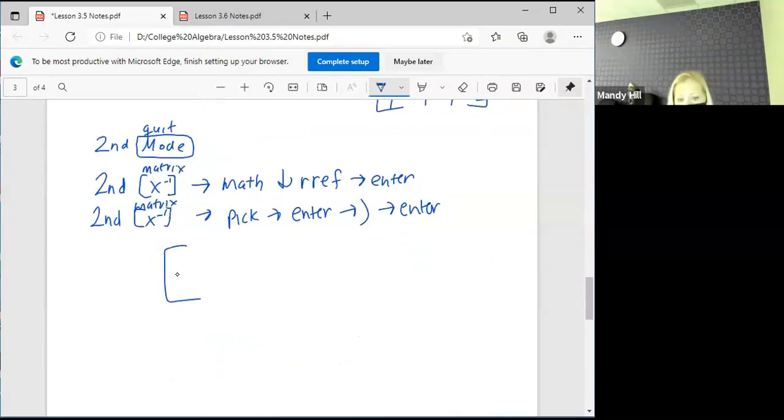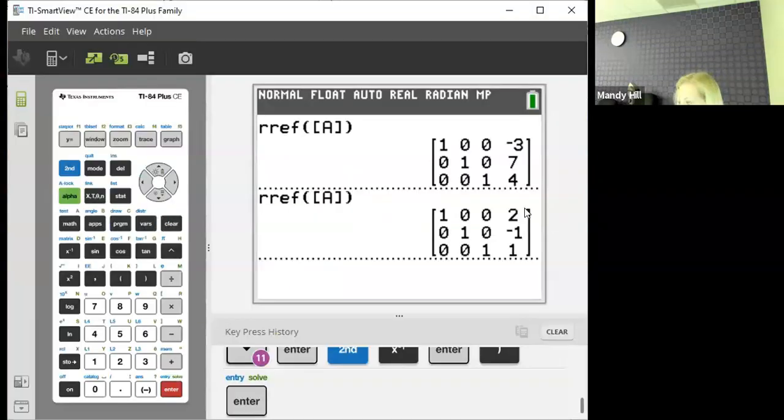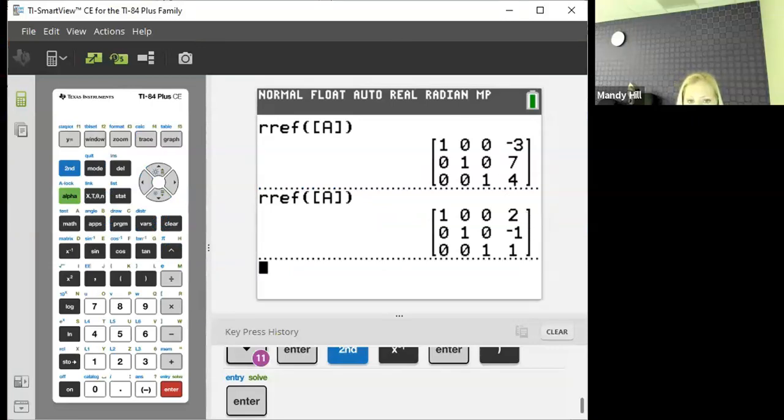The answer looked like, when it popped up on the screen, it had 1s on the diagonal. Everything else was a 0. And then it had some numbers over here. Whatever numbers are here, that's going to be your X and your Y and your Z. So 2, -1, and 1 are going to be the things that solve this problem.